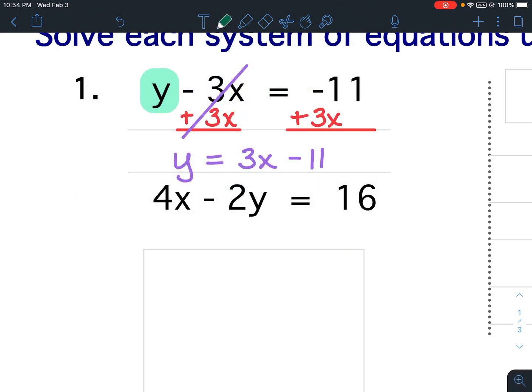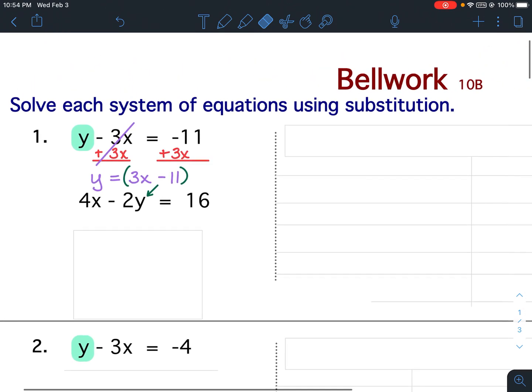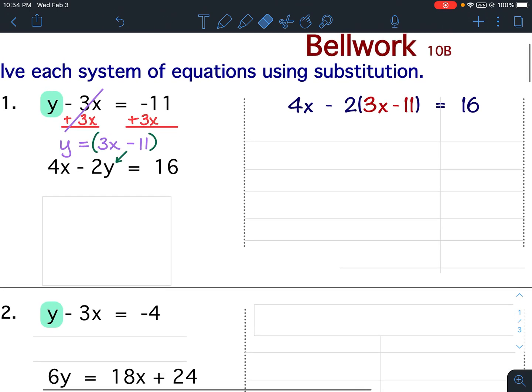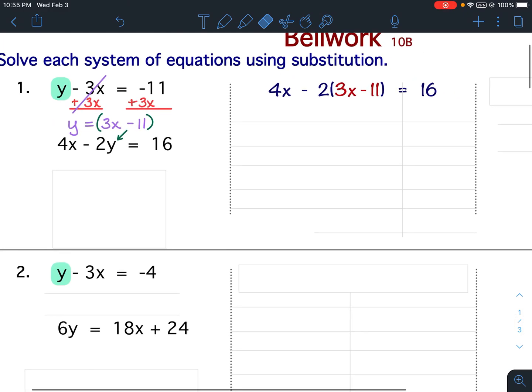Since I solved for the top y, I'm going to substitute that expression in to the bottom y. I solved for the top y, I substituted in for the bottom y. So this is what it would look like substituted in: 4x minus 2 times the quantity 3x minus 11 equals 16.